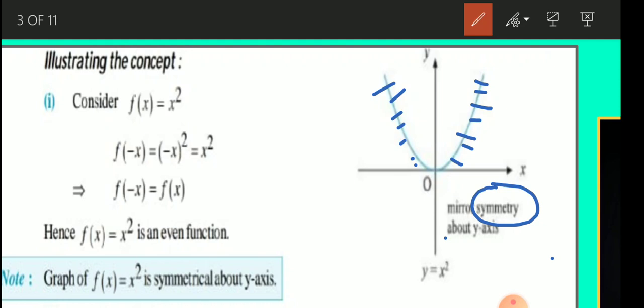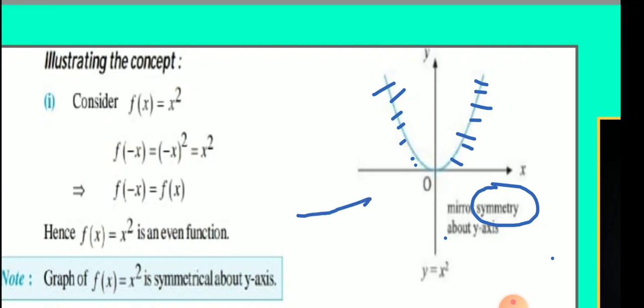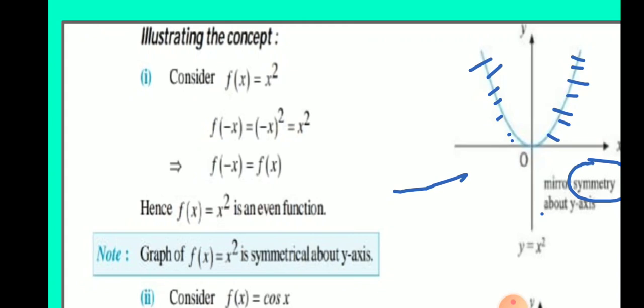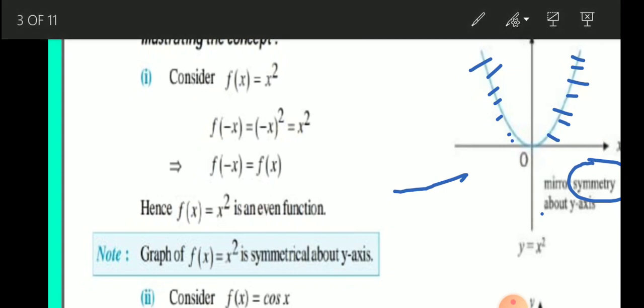So what do we mean by symmetry? Note this point here. If you see, the graph of f of x equal to x square is symmetric about the y-axis. Not only this one, every even function is symmetric about the y-axis. So you have to be clear on this term symmetry. Symmetry is very important in mathematics.